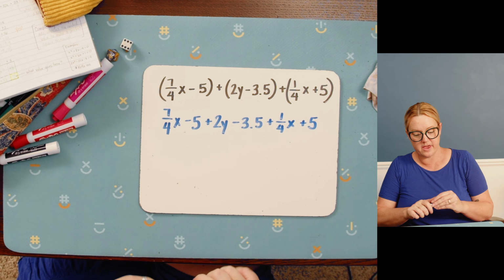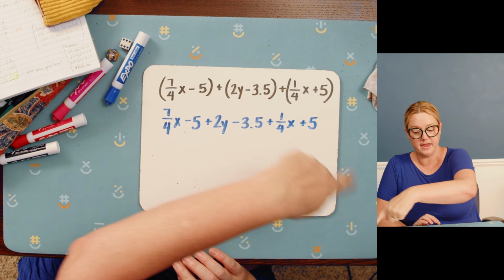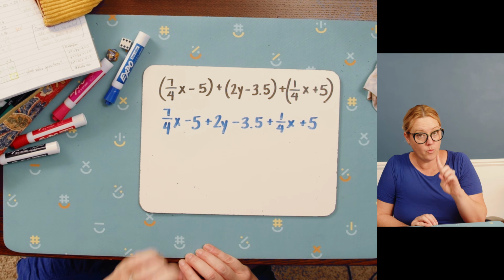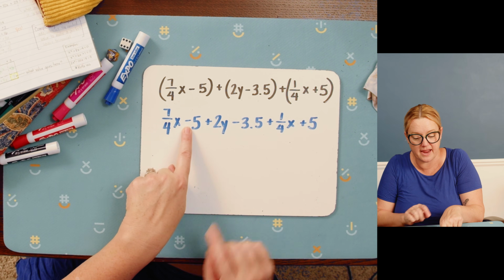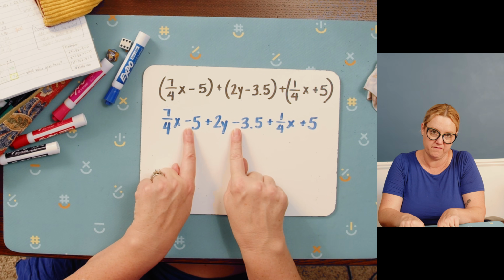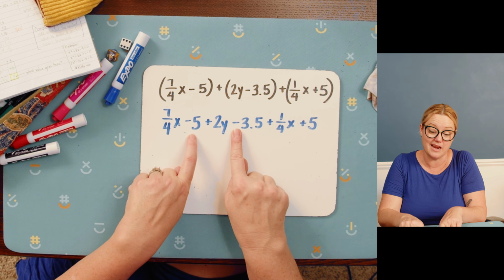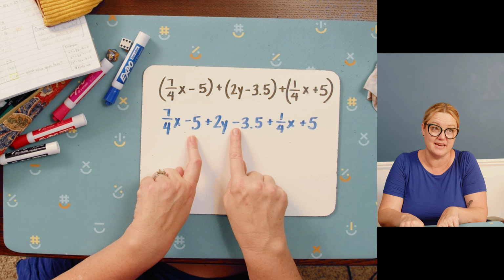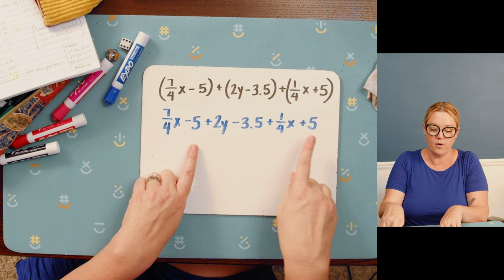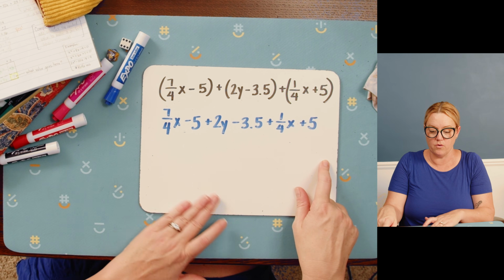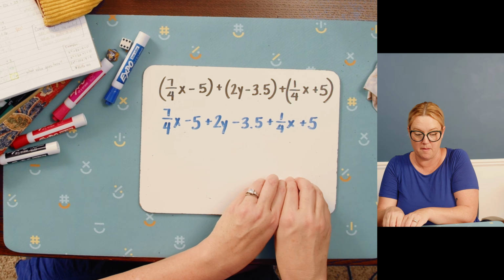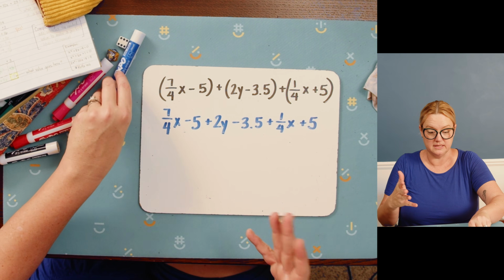Now with the commutative property, I can switch around the order because these are all types of addition. My one caveat is that these two negatives are stuck to 5 and 3.5. So this is not just 5, this is a -5. This is not just 3.5, this is a -3.5. So those have to stick together. But I'm going to rewrite this in an order where I've got my x's together, my y's together, and my numbers together, which are all constants.